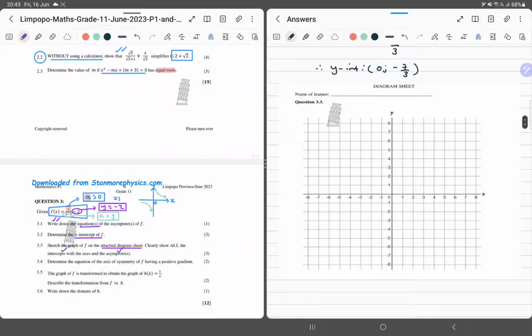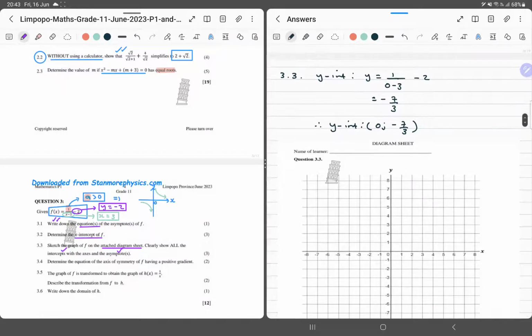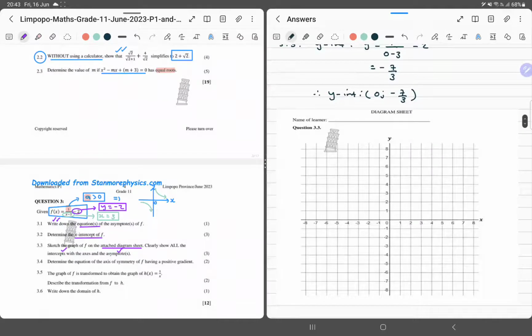Of course, you would have written your name there, because this can go missing, and when they find it, they don't know who it belongs to, so you write it. Everything has been labeled for us. It's nice. So we know that our vertical asymptote is this one, x equals 3. And then our horizontal asymptote is y equals 2.